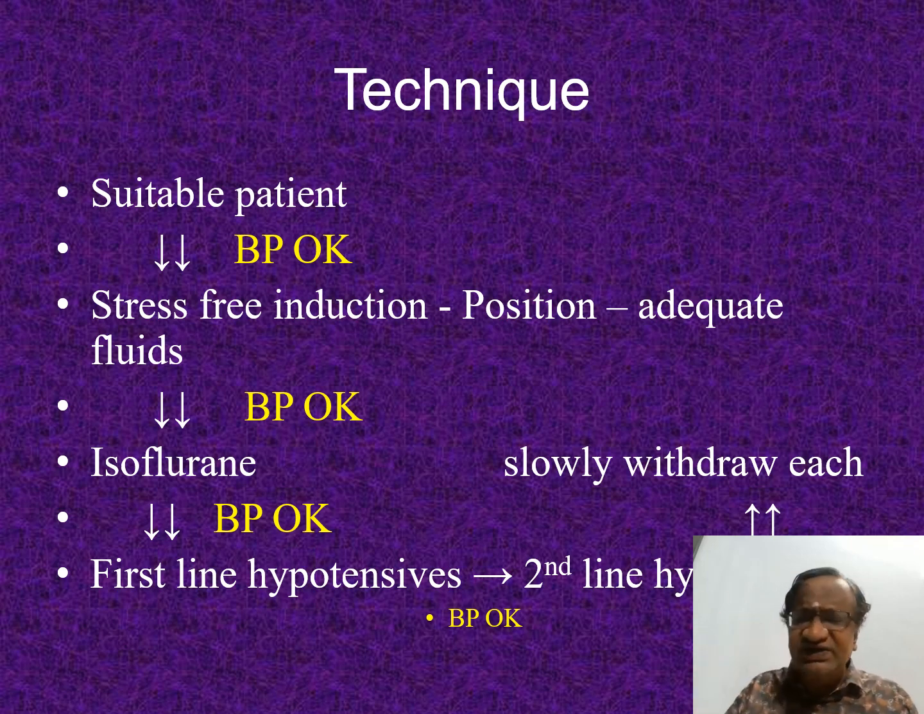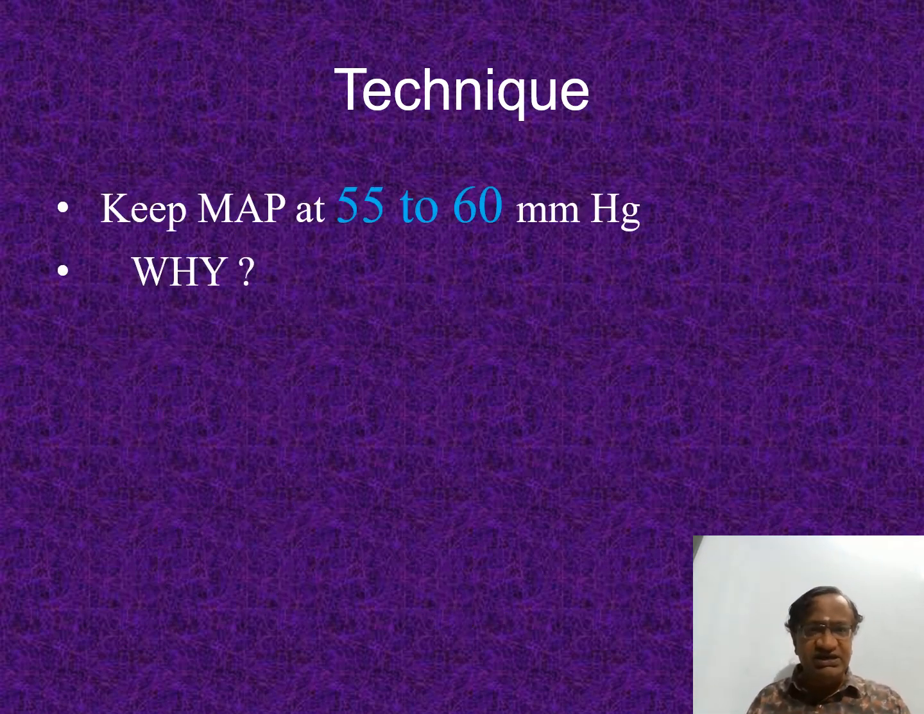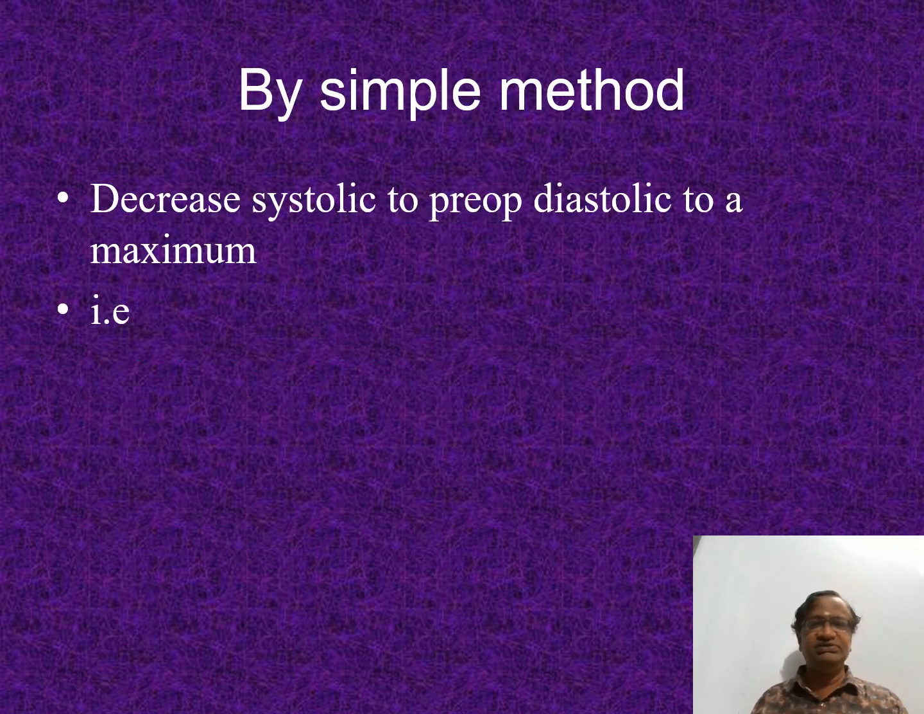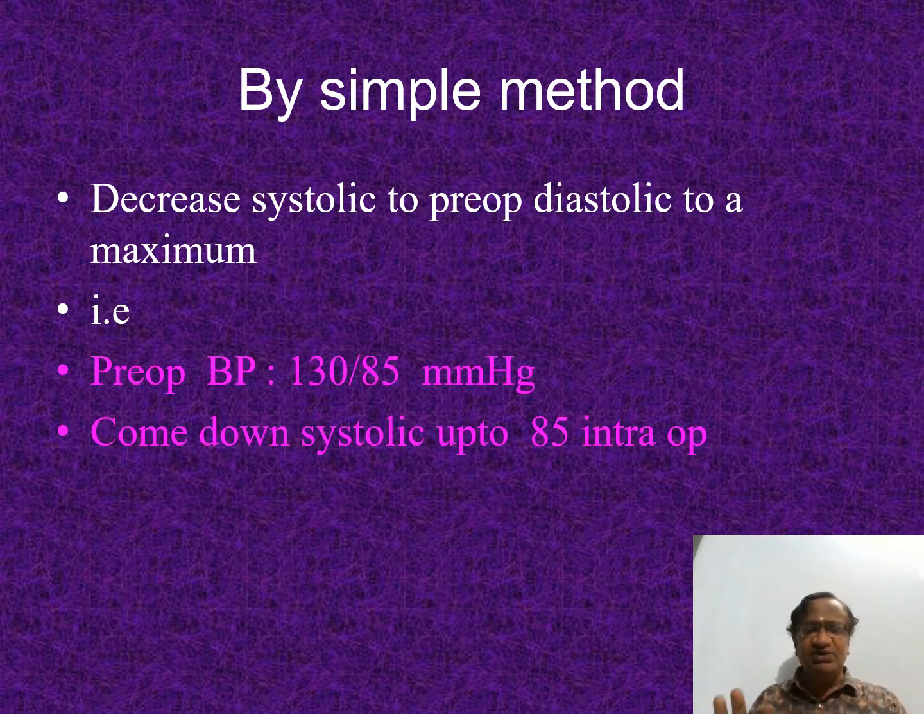Now, we create a stress-free induction. Proper position. Good fluids. Then the BP is okay. Start isoflurane. Get it down. Then if it is not good, you start first line hypotensives, second line hypotensives, and slowly withdraw: second line, first line, isoflurane, then extubate. Keep MAP at around 60. Why? Because we know autoregulation is around 50 to 55. If you don't know anything, if the BP is 130/85, keep systolic down to a maximum of 85. Diastolic is systolic.